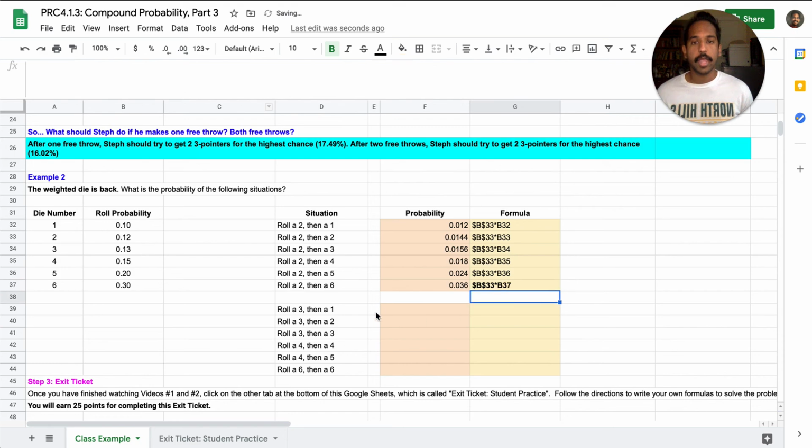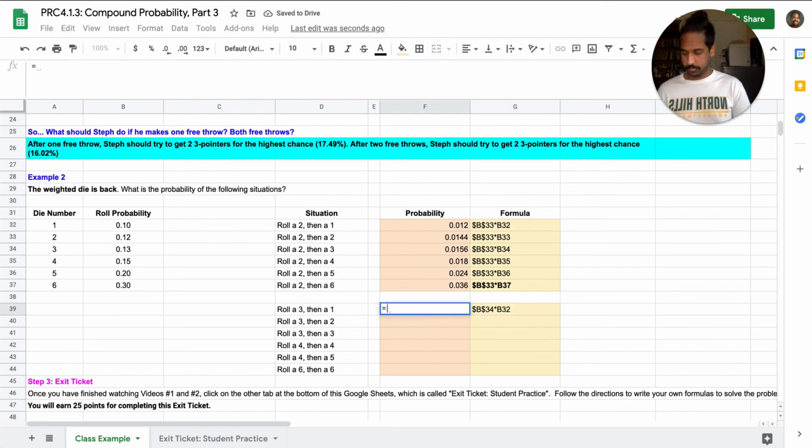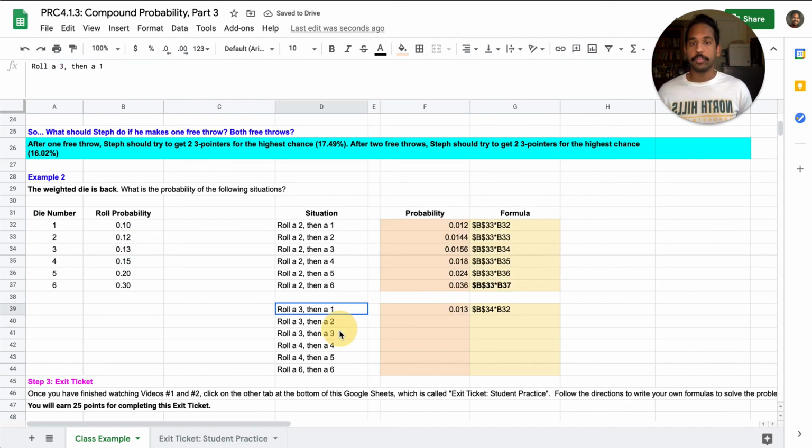All right. Okay, now rolling a 3, then a 1. Again, this is a pretty similar process, and I'm going to remember, let's do our dollar signs. B, where's a 3? That's 34. B dollar sign 34, times B dollar sign, which one is 1? 32. All right, let's try that. Equals B34 times B32. All right, and here I see for these, the 3 goes down. So 3, 3, 3. So I'm just going to do that.